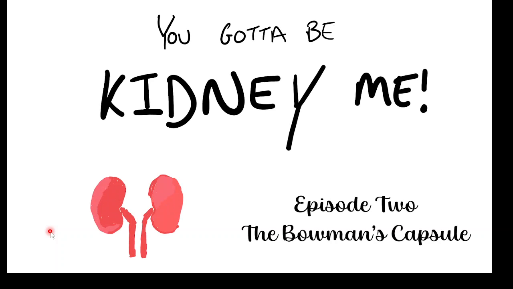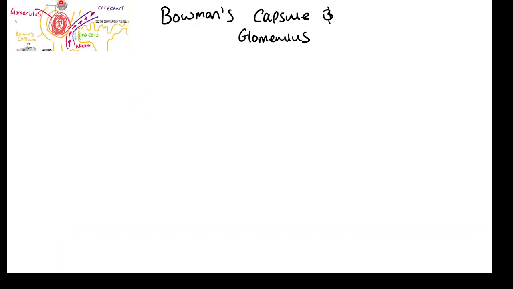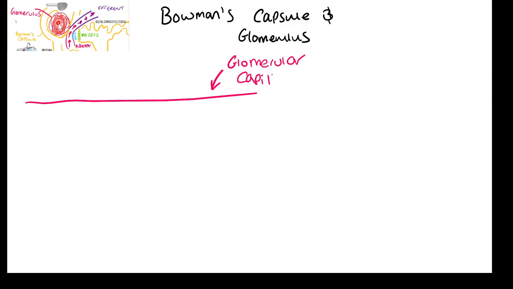This episode looks at the Bowman's capsule and the glomerulus. These guys filter stuff, as we said, and just to orient you, we're here at the top of the nephron in the cortex. This video explains how the filtration barrier works and any diseases that might come across with it.